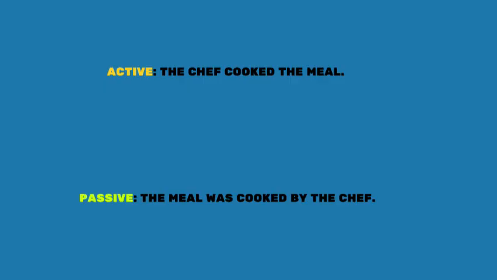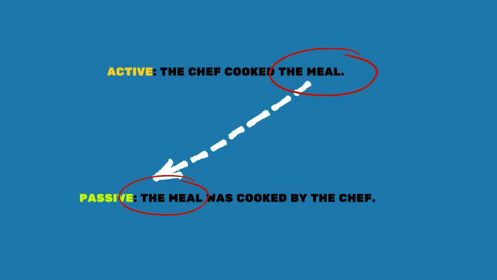We may be wanting to change the active voice, which is the sentence above, to the passive voice, which we are seeing below. What we do is find the object. In this case, the thing acted upon is the meal, the verb is cooked, and the subject is the chef. So the object is the meal. We then want to move the meal to the front of the sentence to form the passive voice.